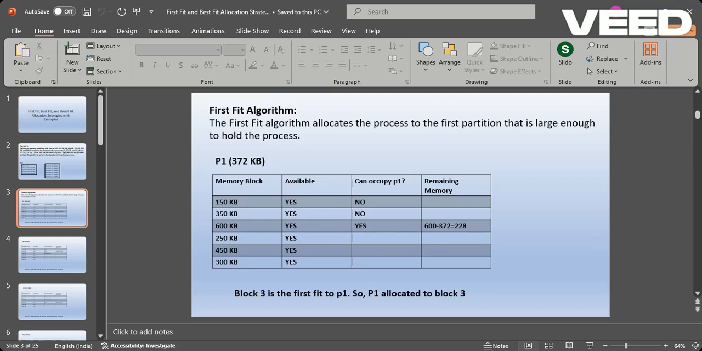Then we need to find the remaining memory wastage. When we allocate process P1 in the 600 KB block, what will be the remaining memory wastage? We calculate it as 600 minus 372, which is equal to 228. So after allocating P1, 228 KB inside the 600 KB block will be wasted. Here the first block that has enough space to store P1 is block 3, so block 3 is the first fit for P1. P1 will be allocated inside block 3.